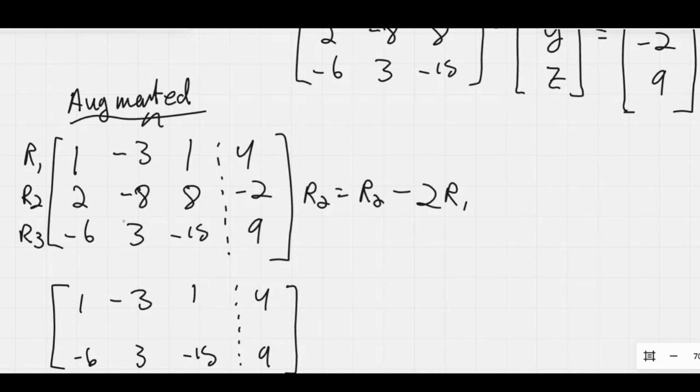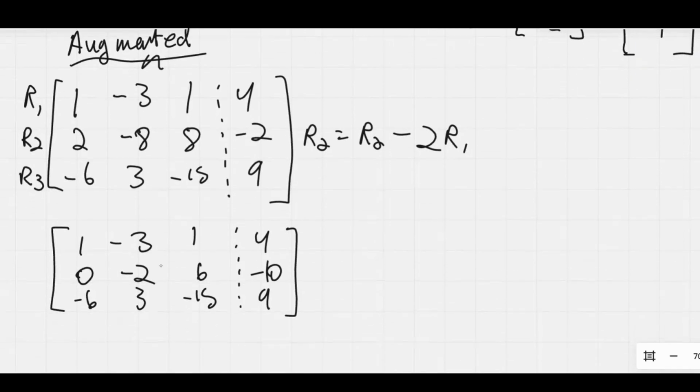Well, 2 times 1 is going to be 2, and 2 minus 2 is going to be 0 over here. 2 times negative 3 is negative 6, and negative 8 minus negative 6 is going to be negative 2. Then 2 times 1 is going to be 2, and 8 minus 2 is 6. And then finally we have 2 times 4 is 8, and negative 2 minus 8 is going to be negative 10. All right, continuing on, we have a 0 over here.